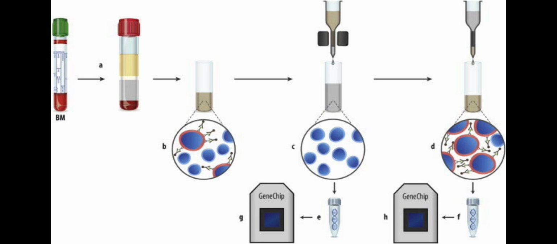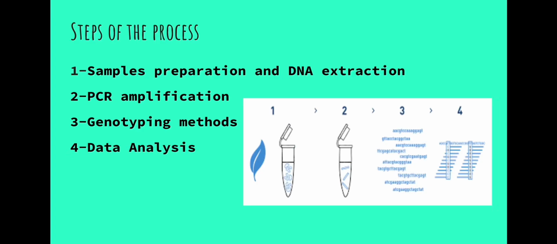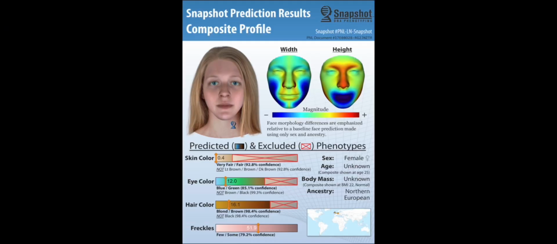Different methods can be used, including real-time PCR with fluorescent dyes, SNaPshot reaction, which uses single base extension, or SNP microarrays, which use chips to scan for many SNPs. Step 4, data analysis. The results are analyzed to figure out what SNPs are present and what they say about the person. This can include identifying physical traits, ancestry, or even matching them to crime scene evidence.